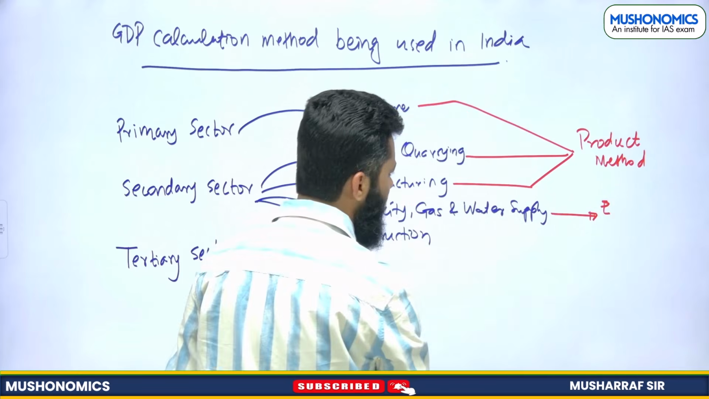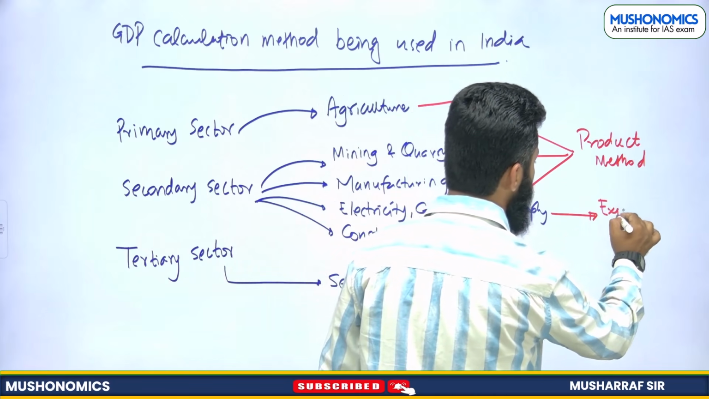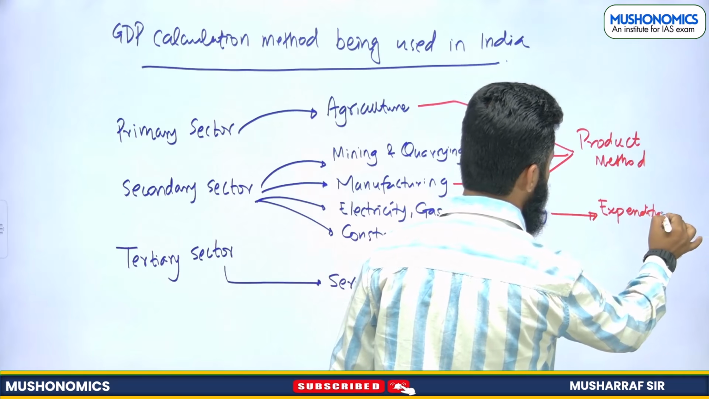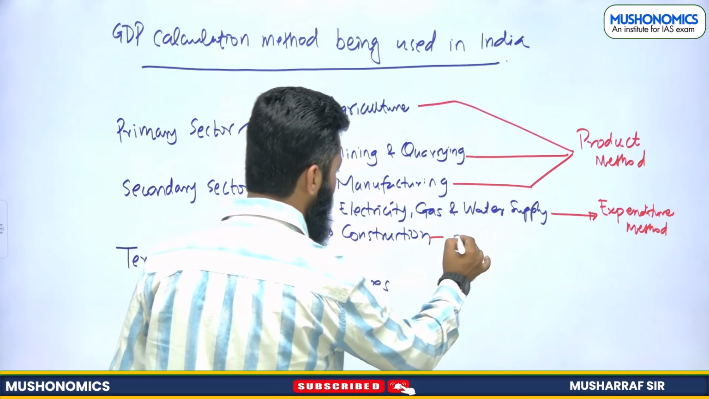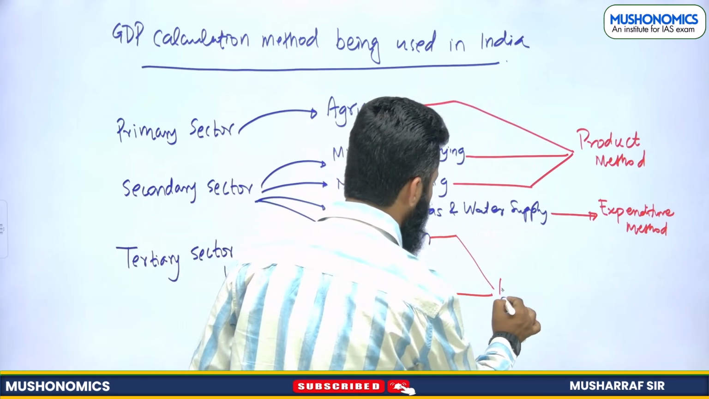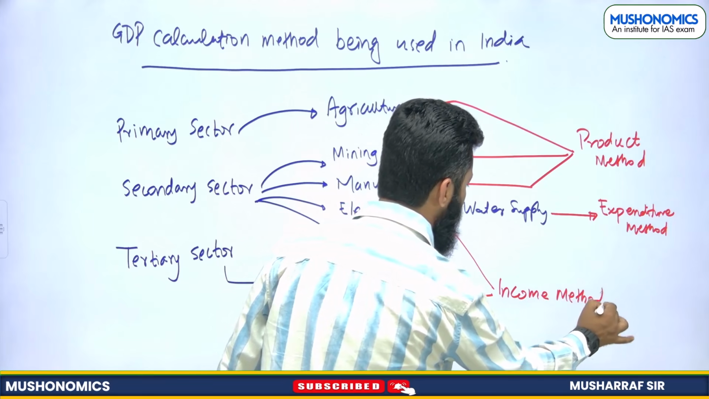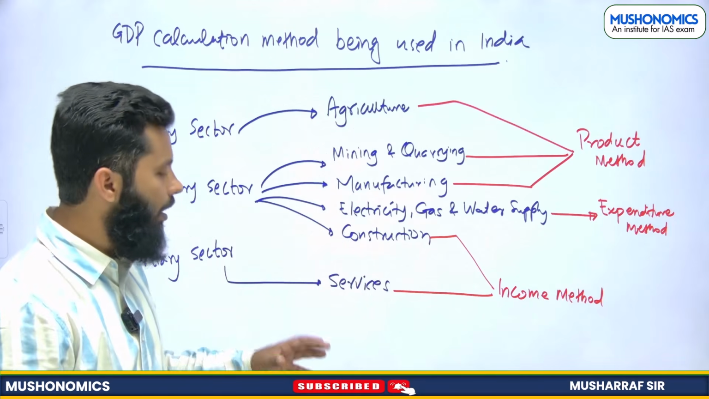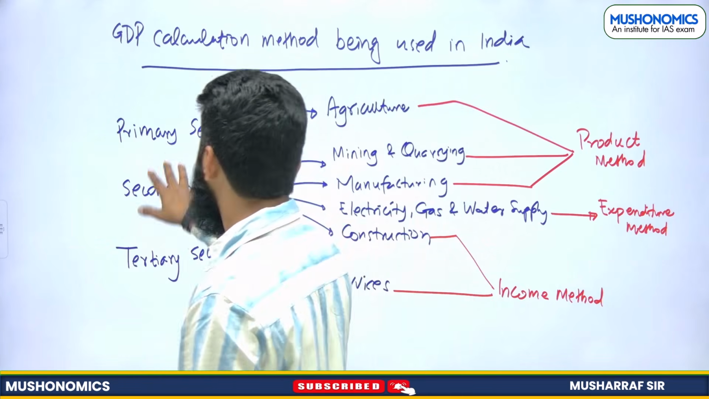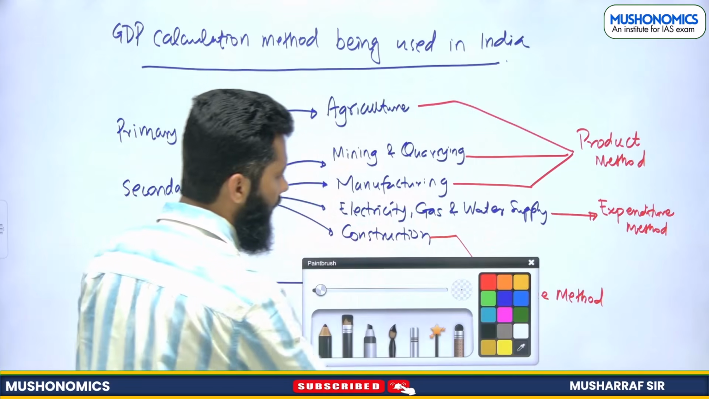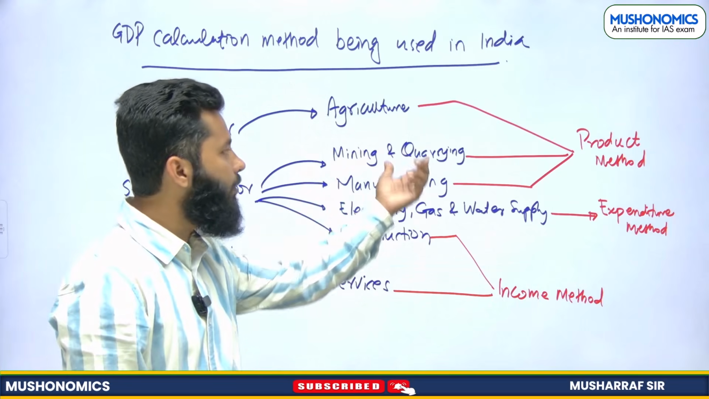It depends on how easily or how accurately data is available. So we are using the expenditure method here. And for construction and for the entire services sector we are using the income method. So now you can see how we use different methods of calculation of GDP in the Indian economy, for each particular sector.